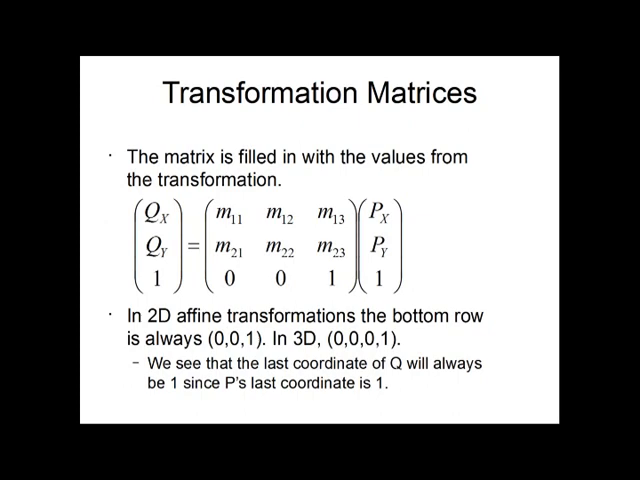And set up in a matrix, we simply set it up like this. So the bottom row in the matrix, in the kind of transformations that we're going to be doing, will always be 0, 0, 1. And so in this case, we'll end up with the x values for Q being m11 times px plus m12 times py plus 1 times m13. And the same for 3 dimensions. We'll look at that later on.